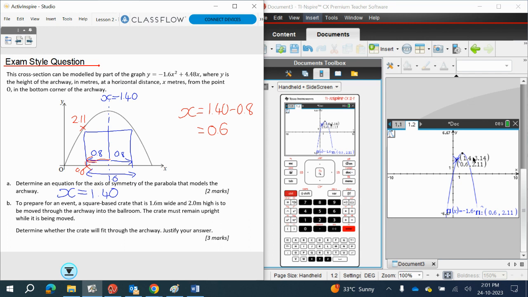That will fit. So I'm just working up here for this is part B up here. So then we just need to find f of 0.6, which is equal to 2.11. When you give your reasoning, always use an inequality. So 2.11 is greater than 2.0, which implies the crate will fit.